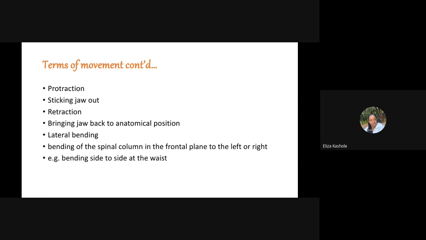Lateral bending is bending of the spinal column in the frontal plane to the left or right. The best example we have is side to side at the waist. Those who do gymnastics can relate to what we're talking about here. So that's lateral bending, bending side to side at the waist.